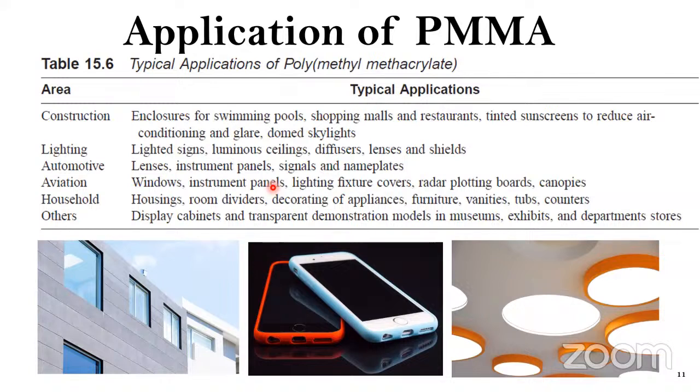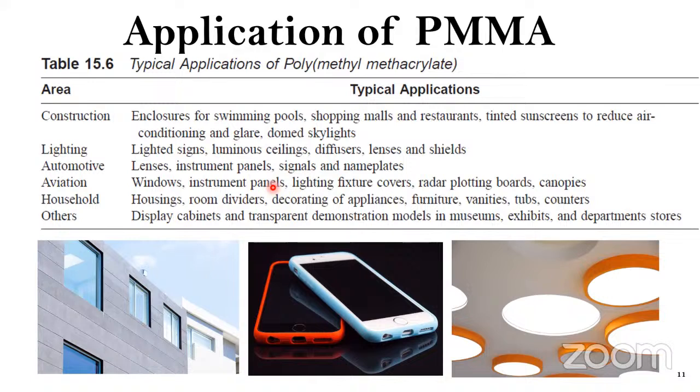And nameplates. Then aviation: windows, instrument panels, lighting fixtures, radar plotting boards, canopies. In households, what applications are there? Room dividers. If you make a partition in your room, in many partitions glass is used. If you want an alternative to glass, you can use PMMA sheets as well. Then decorating applications, furniture, vanities or tubs. In household applications, PMMA is used.